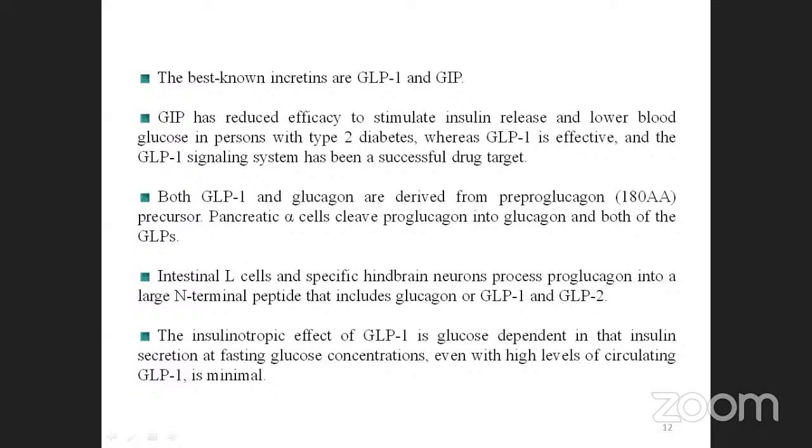So if they are stimulated, this proglucagon is transformed into GLP-1 and GLP-2. That is why it is somewhere associated with an isolated nervous system, termed the enteric nervous system.